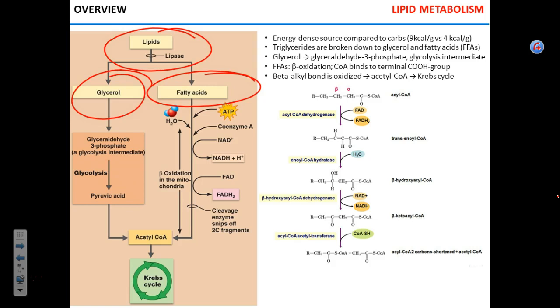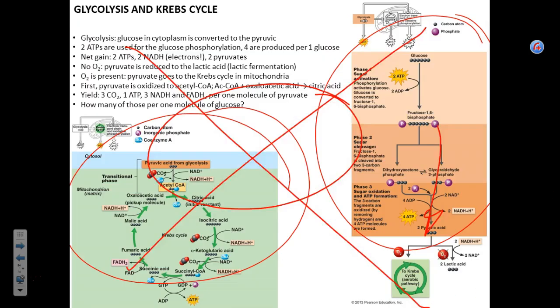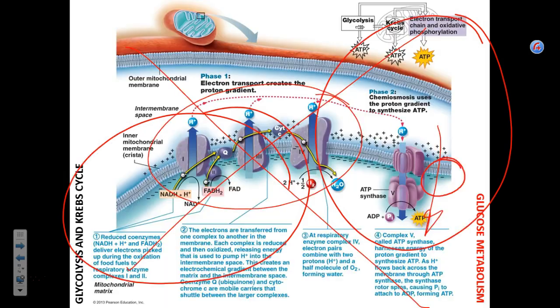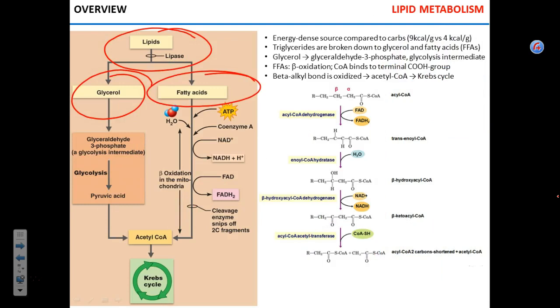Glycerol is a 3-carbon intermediate. Let me go back a couple slides. Glycerol is a 3-carbon intermediate, so we can plug it into glycolysis. I mean, it's not directly, but into glycolysis. Does that make sense? What essentially happens is glycerol is converted to glyceraldehyde 3-phosphate, becomes part of the glycolysis reactions and gets turned into pyruvate. Does that make sense? We're good?